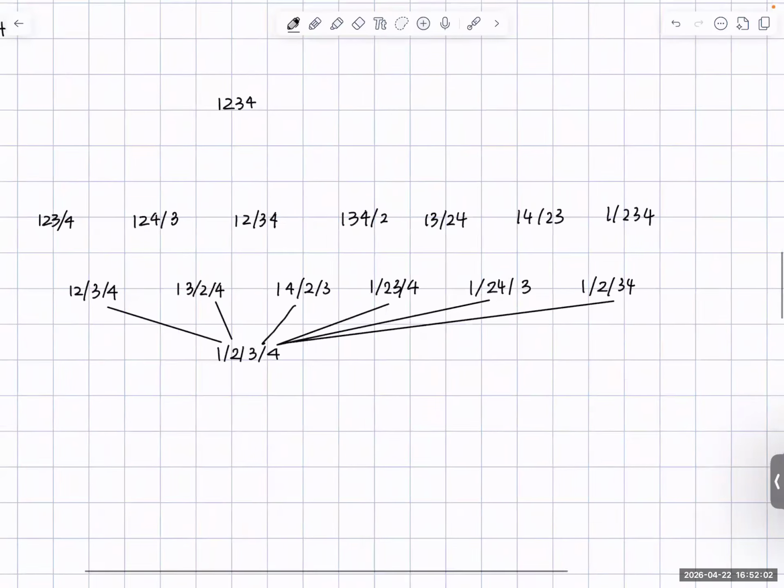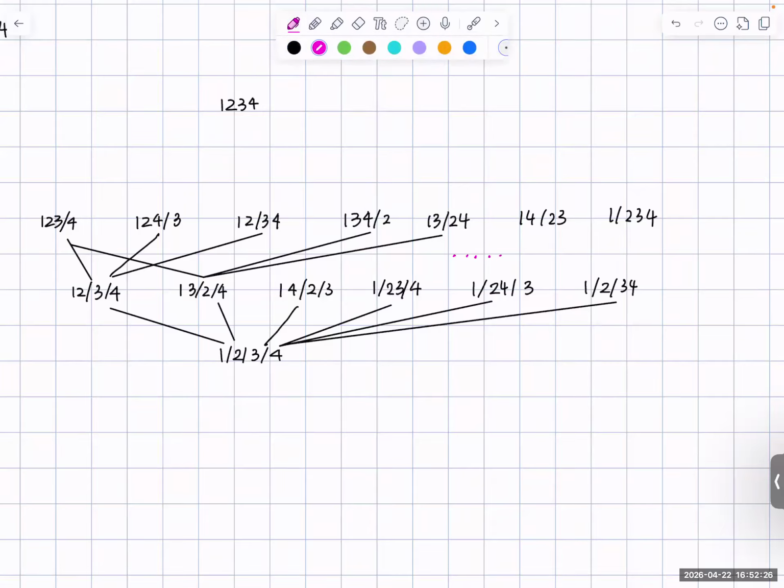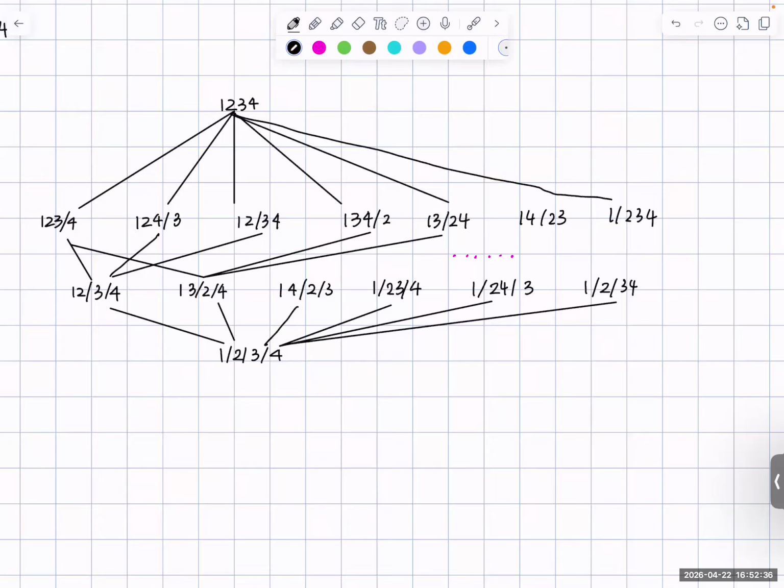And then now you can easily just join. So for example, we already said that this one and this one are in a covering relation. And then this and this will be a covering relation. 1, 3, 4, and 2 is a covering relation, and 1, 3, 2, 4 is a covering relation, and so on and so forth. I will let you finish it on your own. That would be a good exercise. And then afterwards, everything is just a refinement of the previous one. So you will have something like this.